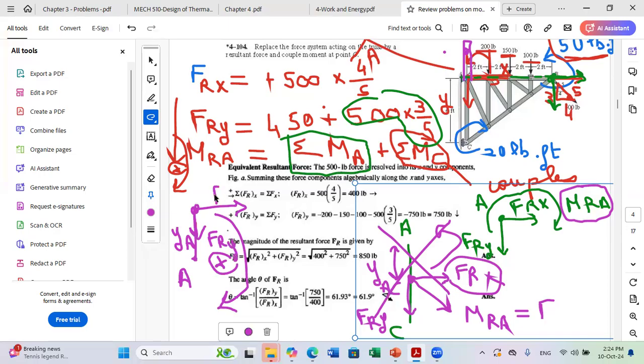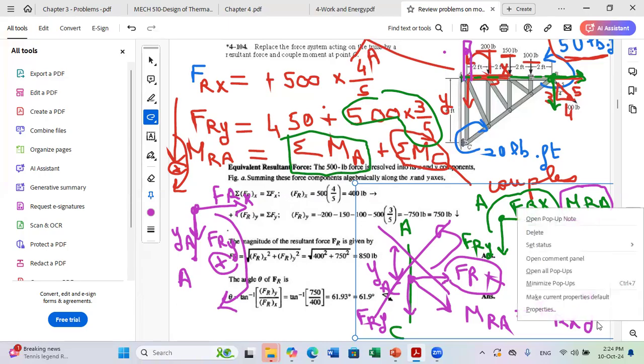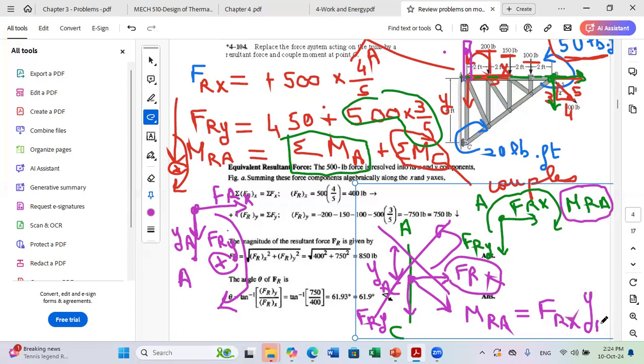To obtain an equivalent system, I should displace my force upward. To know the distance of displacement, all I have to do is say that the resulting moment about A is equal to FRX times YA. This is how I can calculate the value of YA. So YA is MRA over FRX. I will add an additional question: reduce your system on AB.